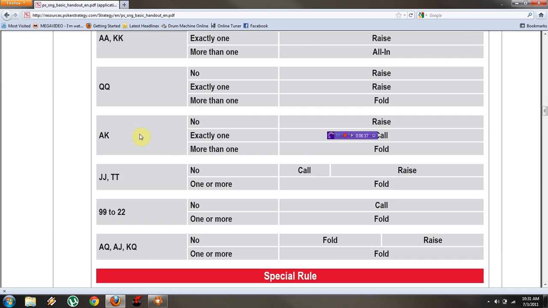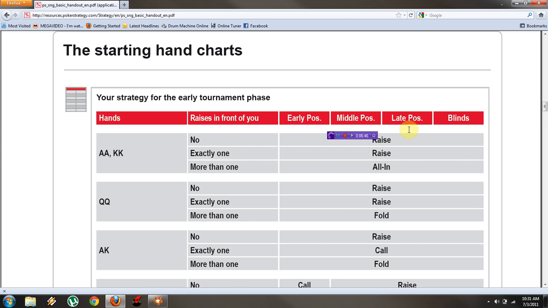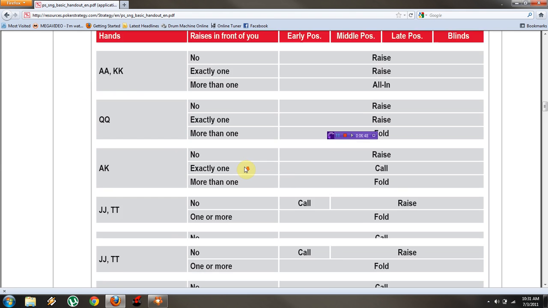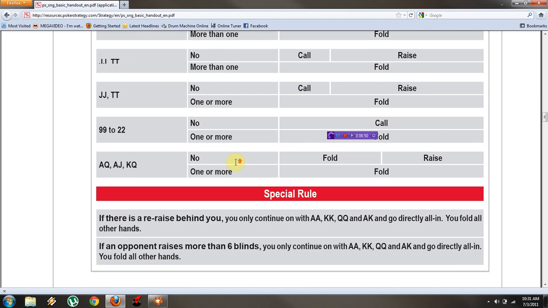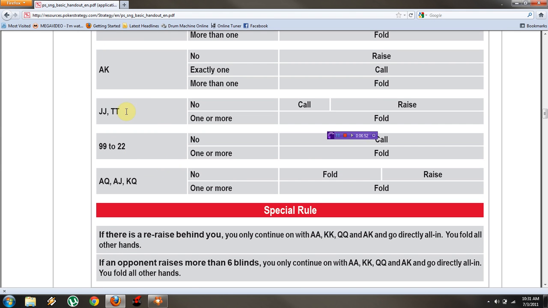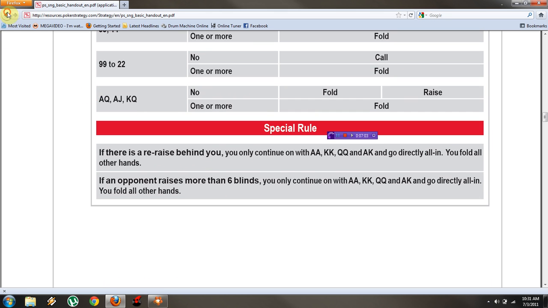And even more, they have hand charts. So if you have ace king and no one raises in front of you, you can raise. If you have one raise, you can call from early position, middle position, late position, blinds, raise in front of, things like that. So this is like a mathematically sound strategy. Once you have this, you can improve on that by learning how to play players, as in when to c-bet, when to not c-bet, things like that. So that's that.